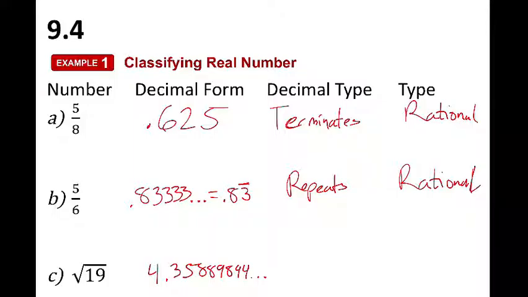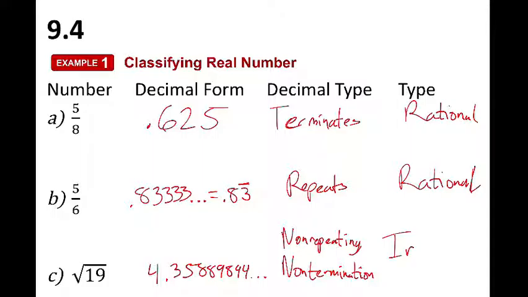So, oops, not that one. So non-repeating and non-terminating. Doesn't repeat over and over, and it does not end. So if it doesn't repeat and it doesn't have an end to it, we call that irrational. So that's how we can distinguish between the two types.